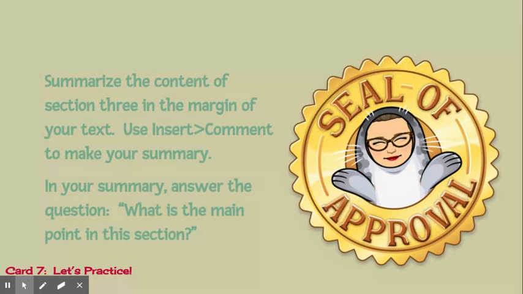Just as we did with Sections 1 and 2, now you're going to summarize the content of Section 3 in the margin of your text. Use insert comment to make your summary. In your summary, be sure to answer the question, what is the main point in this section? Remember, you want to ask yourself, what is the most important information in this section of the text, and how can we boil that down to one paragraph? I'm going to give you about 10 minutes to complete this part.